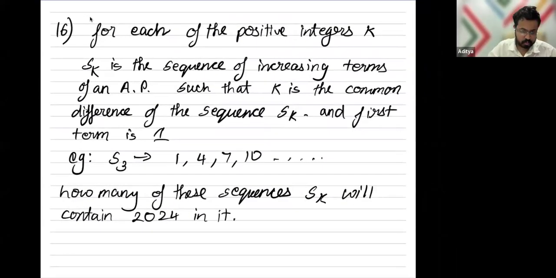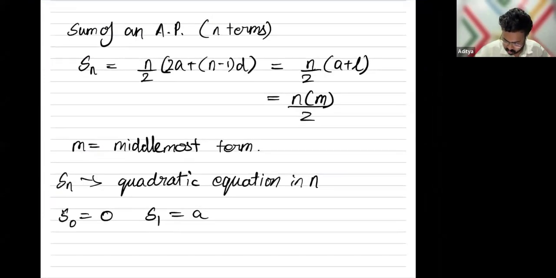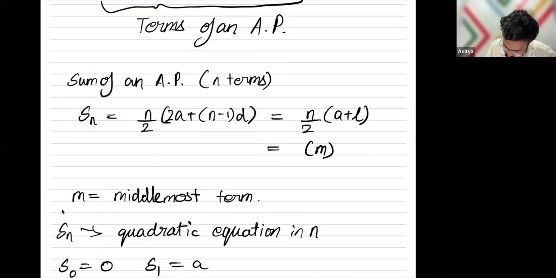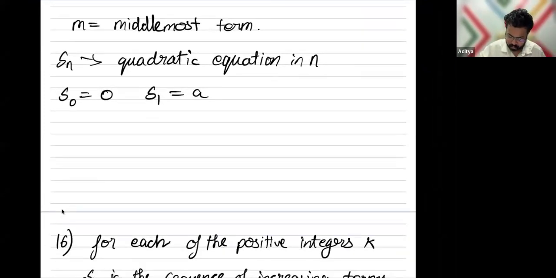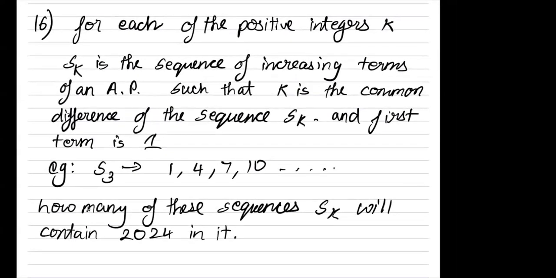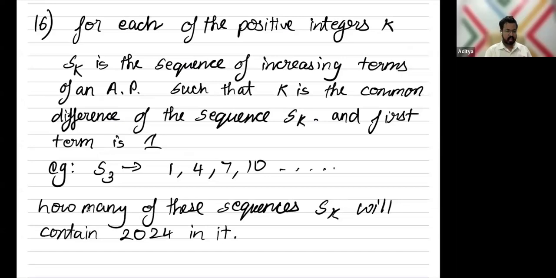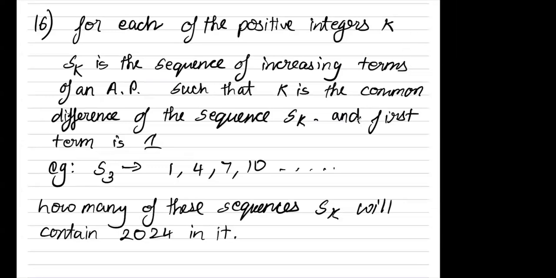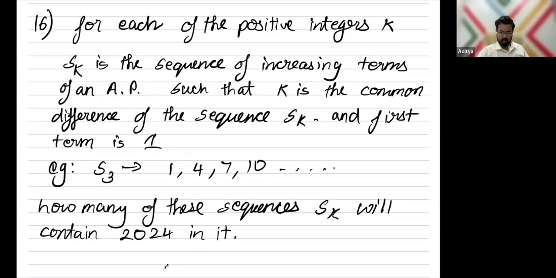Try to solve this question. Sorry, over here this will be nm, not nm by 2. Is anyone having a doubt in this question? Then I'll explain or clarify. So the first term always remains 1, right? Always remember.